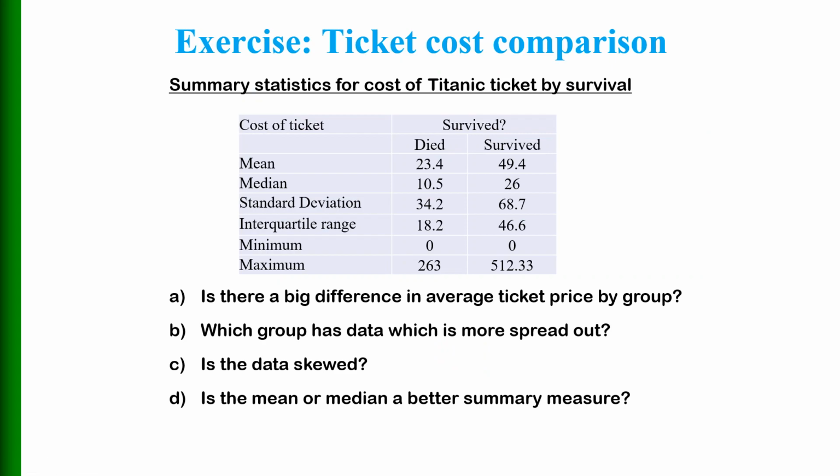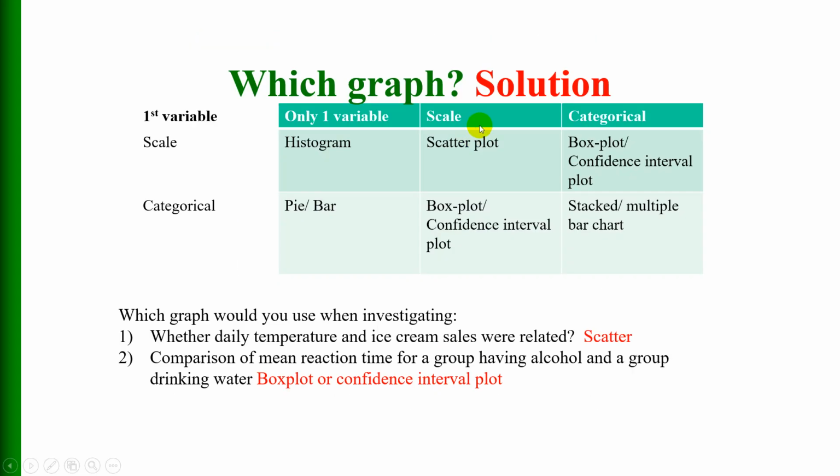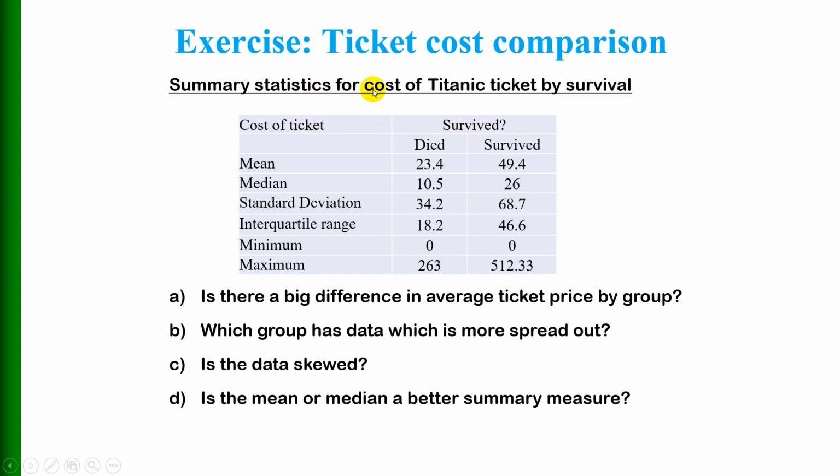This is an exercise from a book, Ticket Cost Comparison, with summary statistics for cost of ticket. Cost of Titanic ticket by survival. For those who died, the average is 23.4, the median is 10.5, and the standard deviation was 34.2. The interquartile range is 18.2, the minimum is 0, and the maximum is 263. And these are the summary statistics for those who survived.